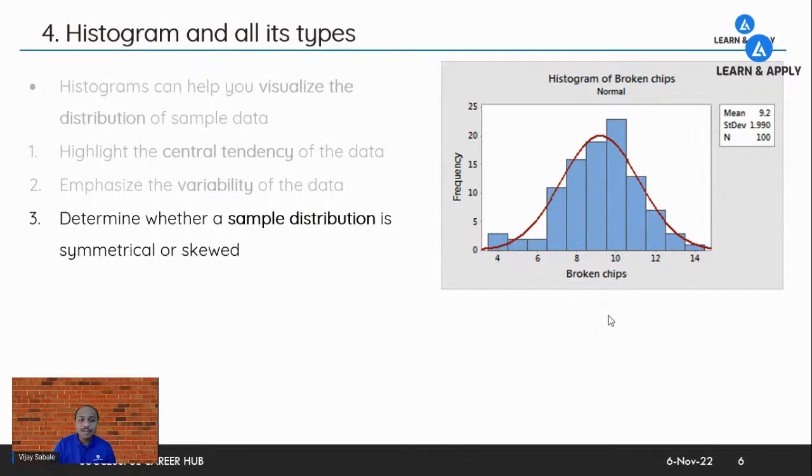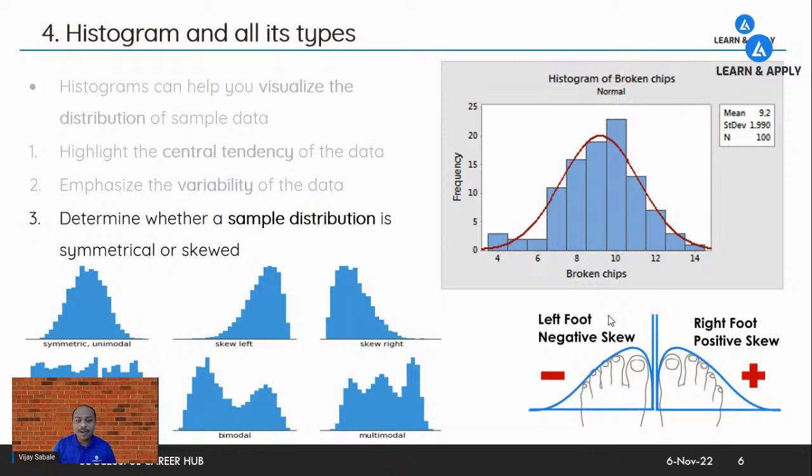Third, it also determines whether a sample distribution is symmetrical or skewed. So that's why it is a very powerful tool that explains everything: the central tendency, the variation, as well as whether it is skewed or not. Now there are various shapes of the histogram available, and if we take these shapes, we can understand what message the histogram is going to tell you.